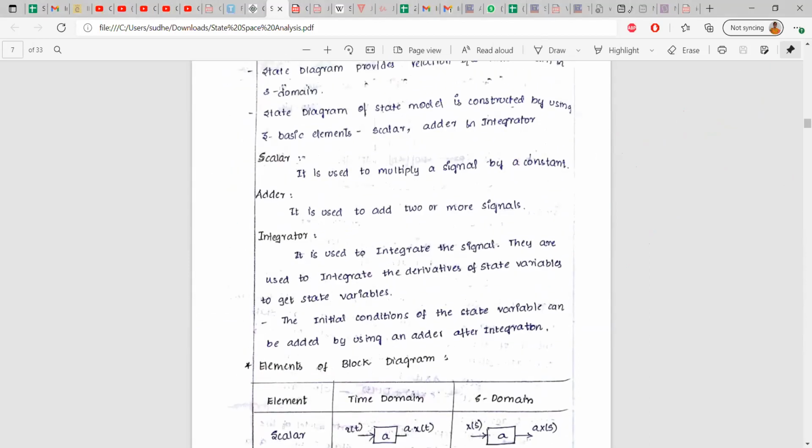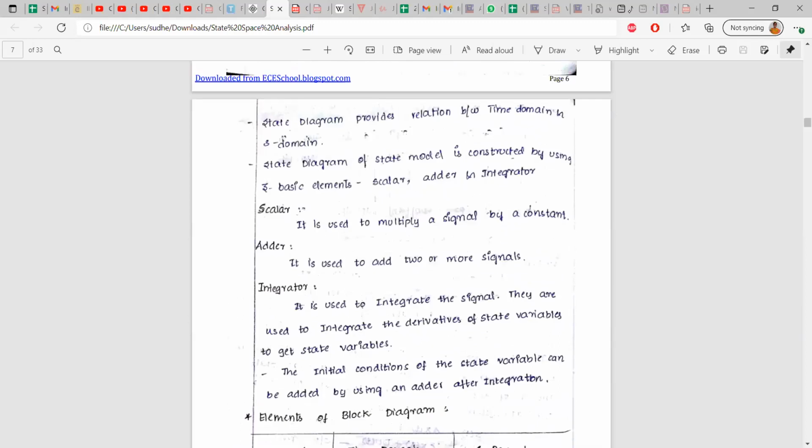So we have these terms. In the state model, we have three basic elements in the state diagram: scalar, adder, and integrator. In the signal flow graph we have mixed node, input node, output node, branch transmittance; similarly, in the state diagram we have three elements: scalar, adder, and the integrator.